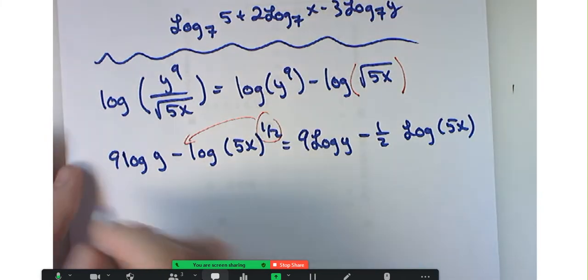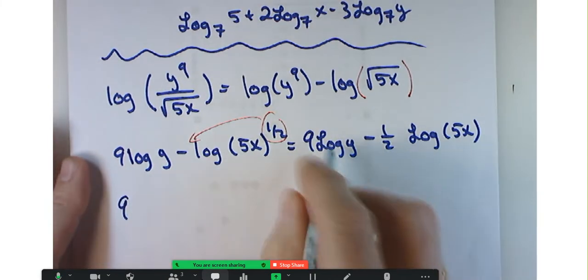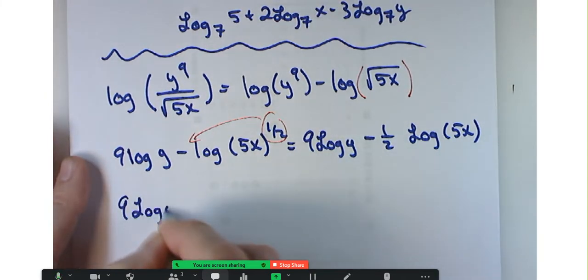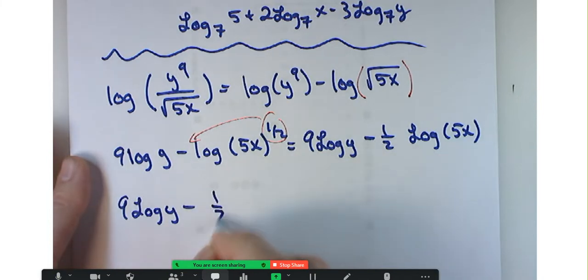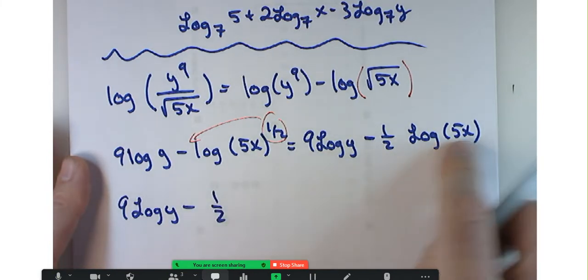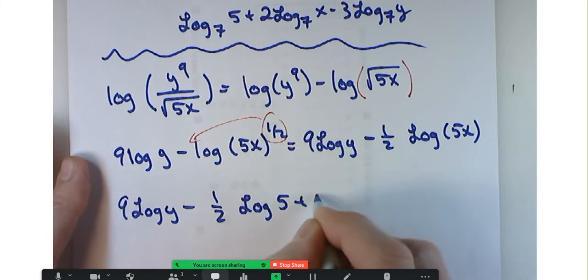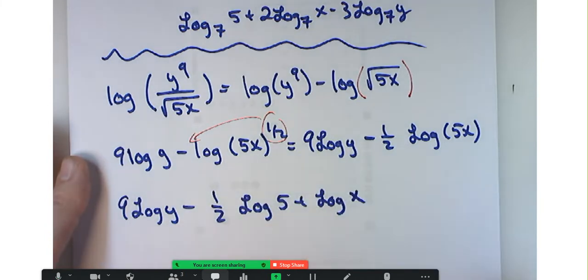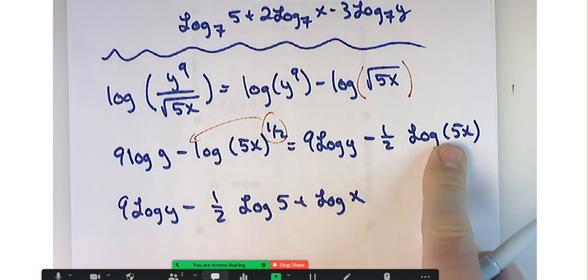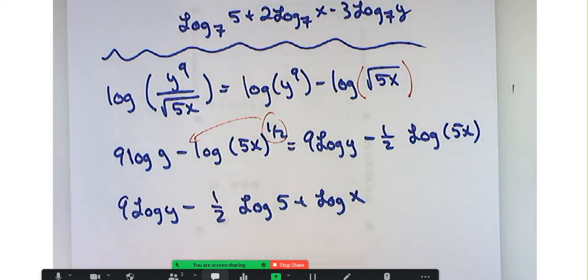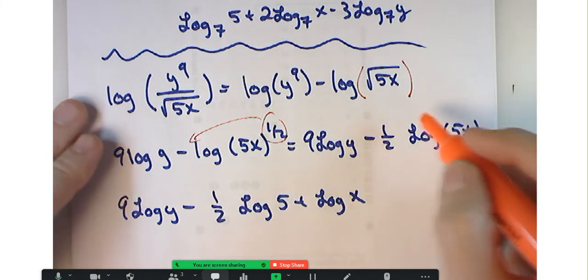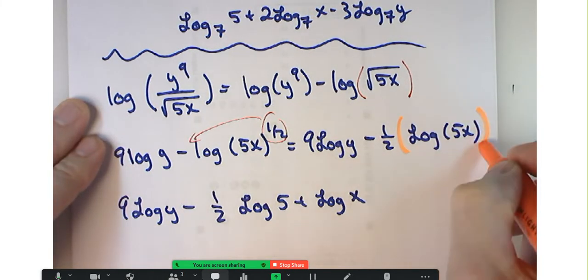Now, let's see if what I said helps you catch my mistake. Because I'm going to make a mistake as I write down this next line. It's going to be 9 log y minus 1/2, and I'm going to use the product rule here. So it's going to be 1/2 log of 5 plus log of x. So I used the product rule to expand that part there. But there's a mistake. What's the mistake? It's subtle. And especially late at night on a long day, I don't blame you if you miss that.